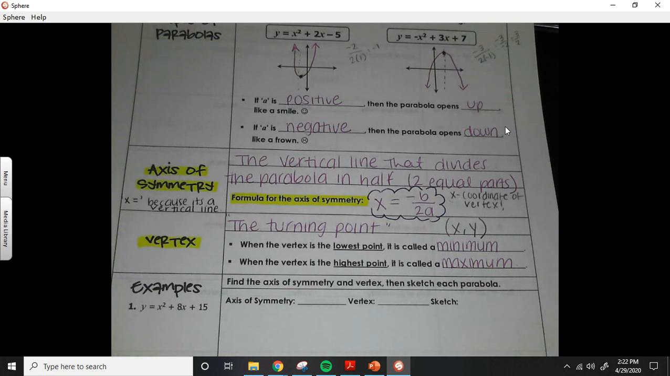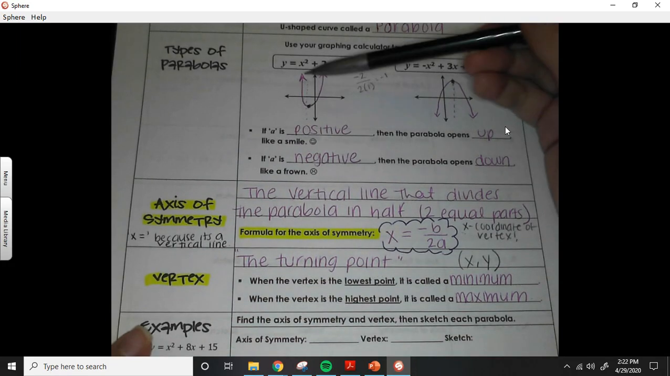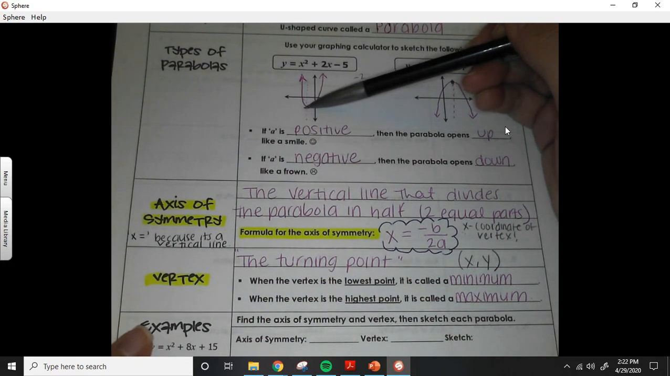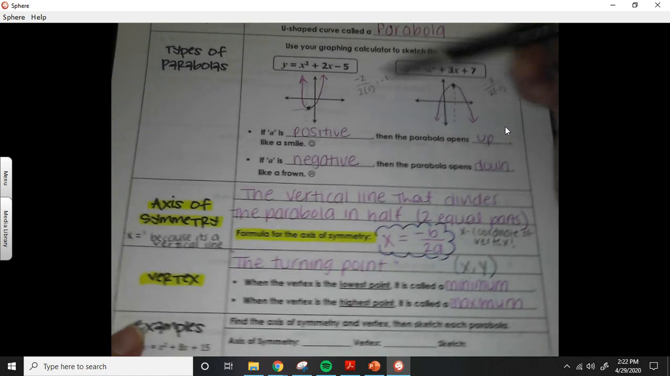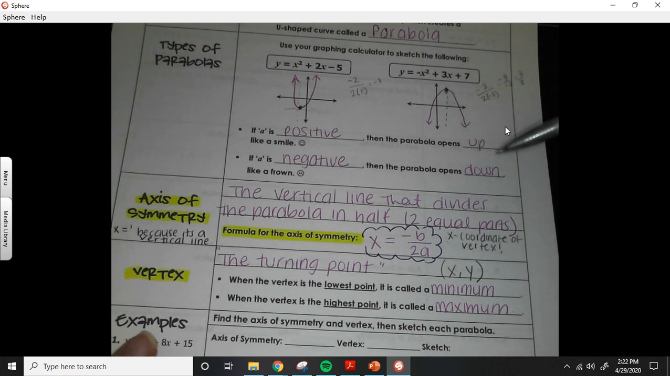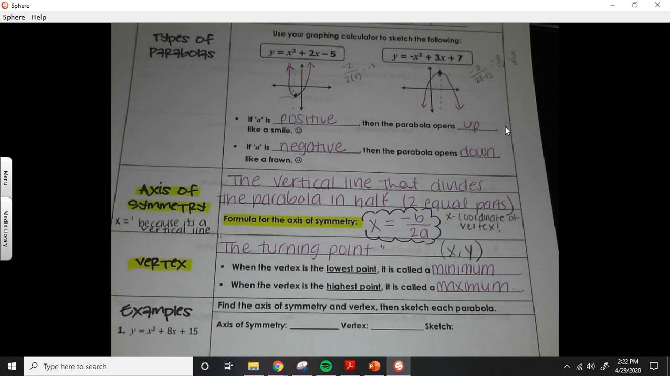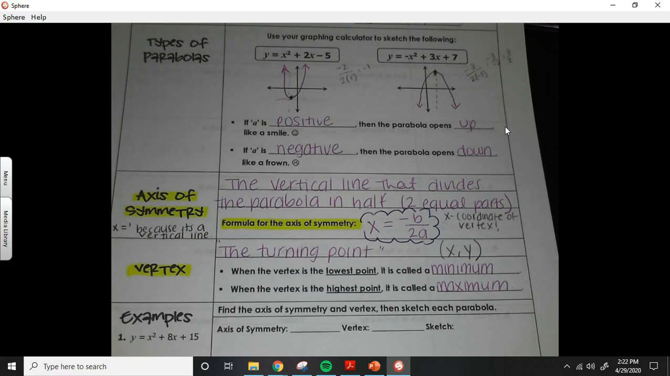Okay, when the vertex is at its lowest point, aka the first positive graph that we have, it is called a minimum. This is the lowest point that a parabola can have. It will not go any further than this. If it's opening down, like this negative parabola, your vertex is a maximum. It's at its highest point. It's kind of counterintuitive to think of, oh, well, if my parabola is positive, it has a minimum. If my parabola is negative, it has a maximum. But that's the truth. That's how it is.